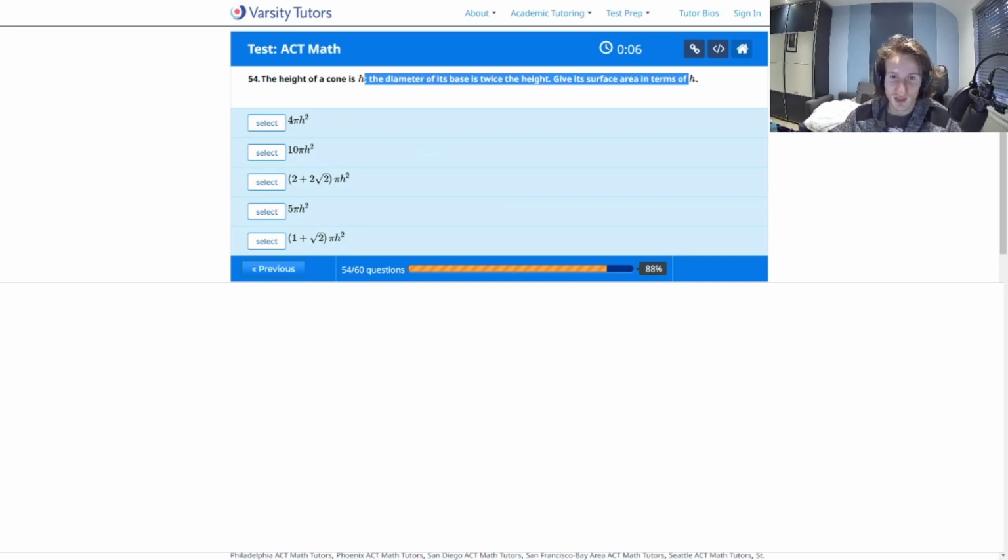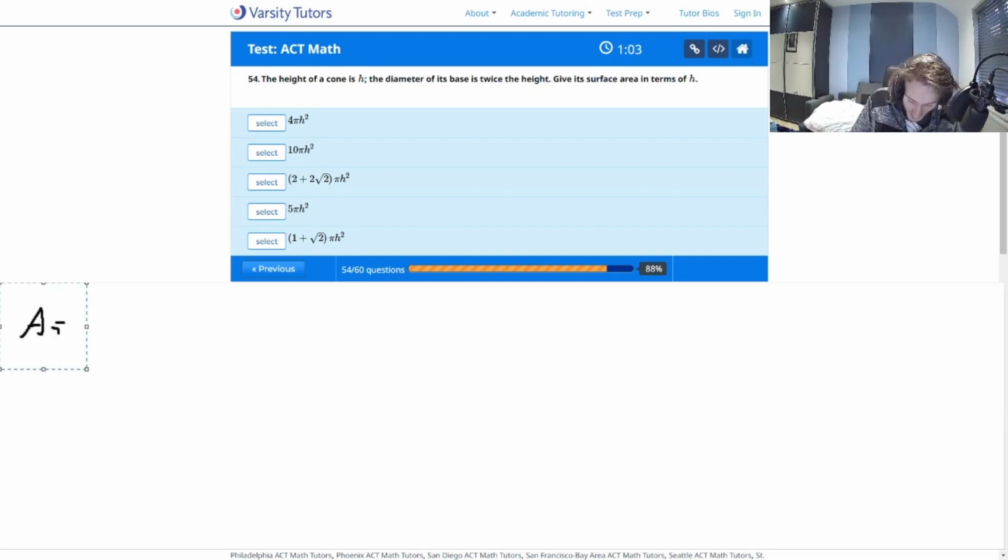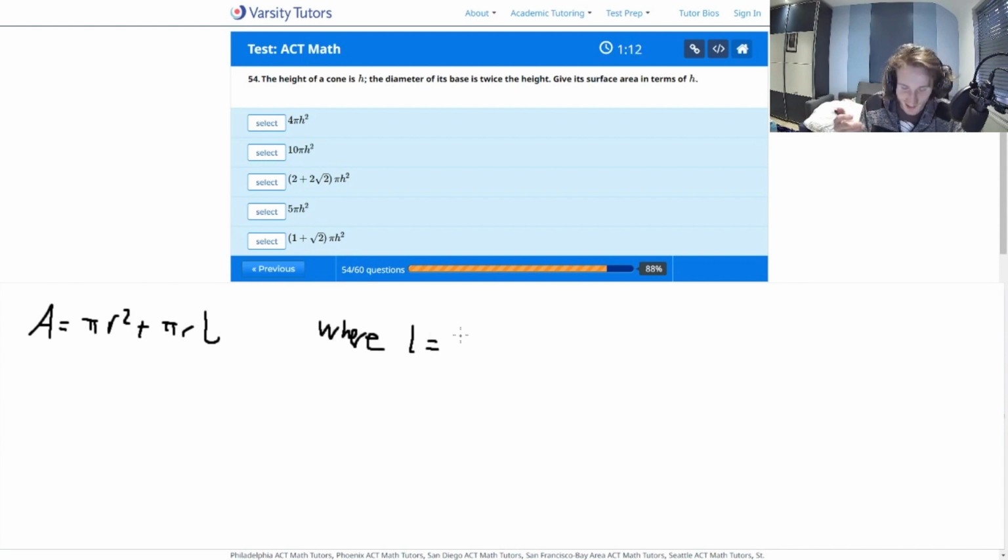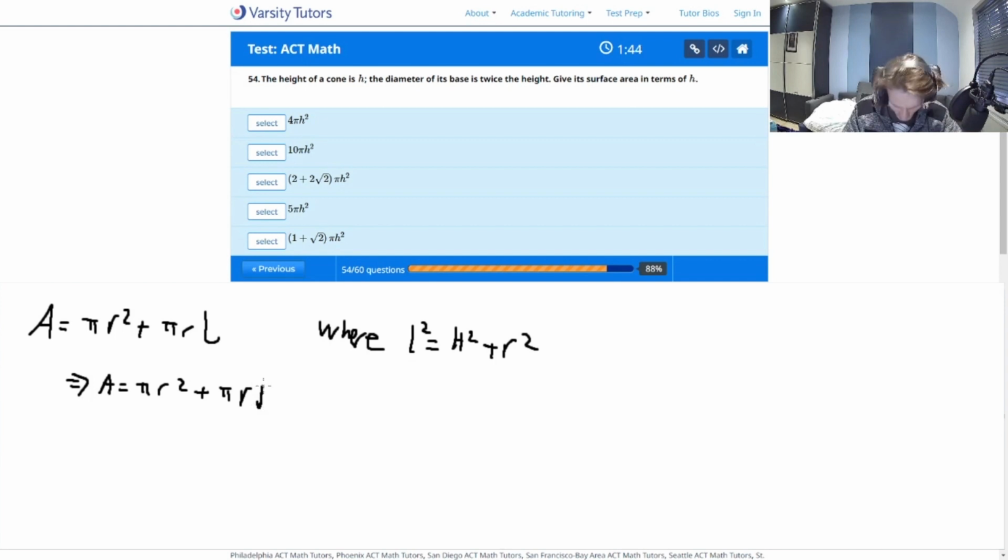Height of a cone h, the diameter is twice its height. Give its surface. I cannot read. Do that, which is pi h squared. And then the cone part is going to equal 2 pi h times h over 3. Yeah, I think that's correct. And so it should be 5 over 3 h, but that's not on there. Why is that not on there?